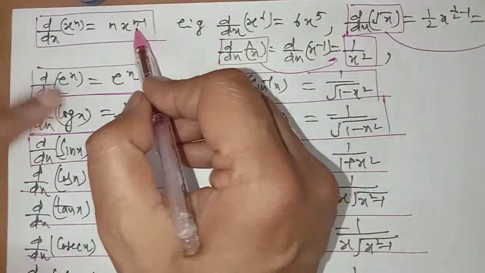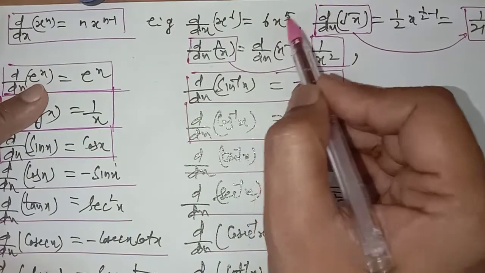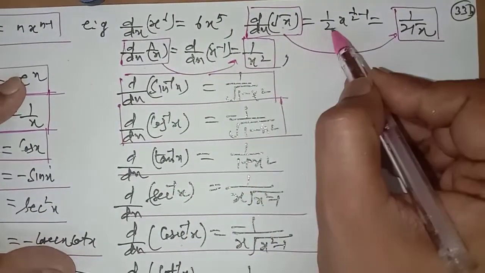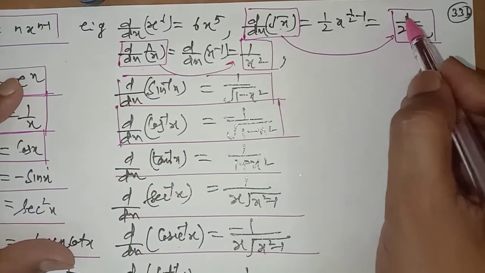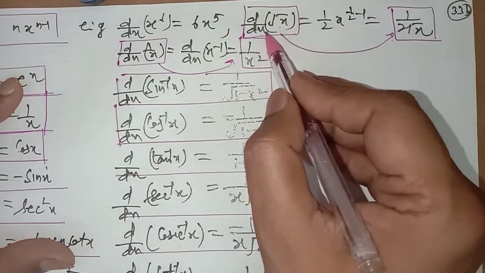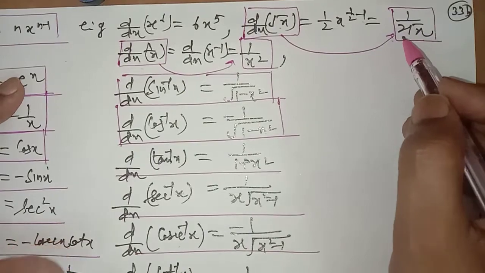I am taking some examples. For example, the derivative of x to the power 6 will be n x to the power n minus 1, that is 6x to the power 5. For root x, you can write x to the power half, so half x to the power half minus 1, which comes out to be 1 upon 2 root x. You should learn this answer, the derivative of root x is 1 upon 2 root x, because it will be used many times.